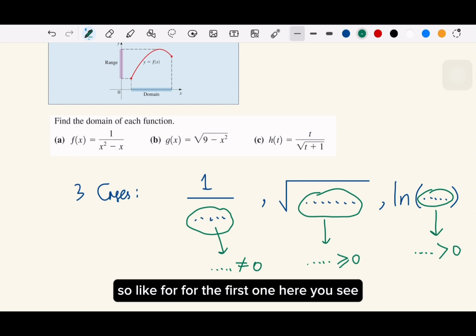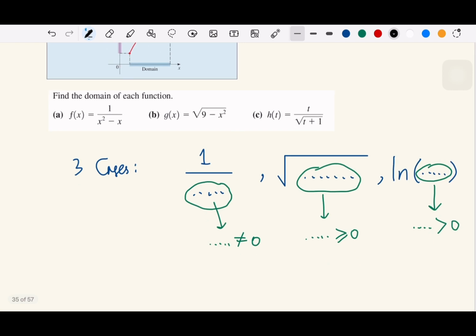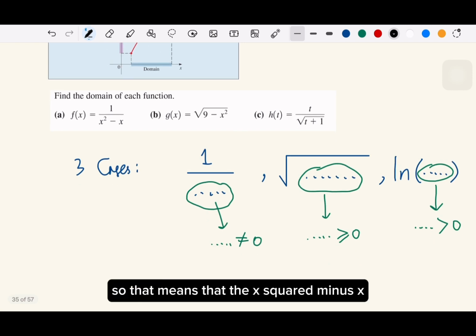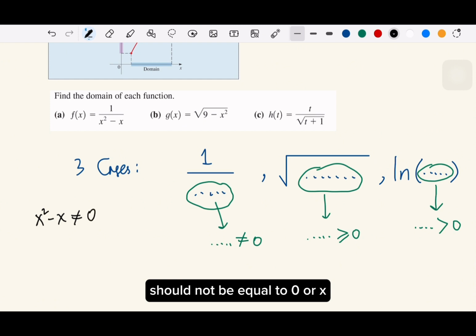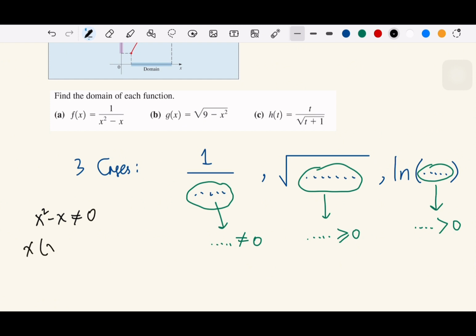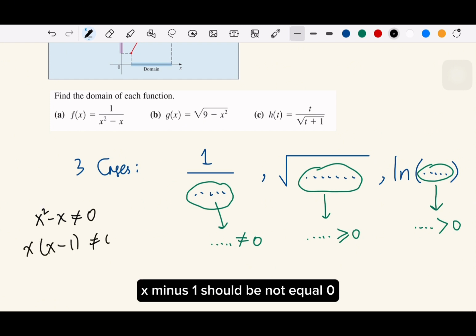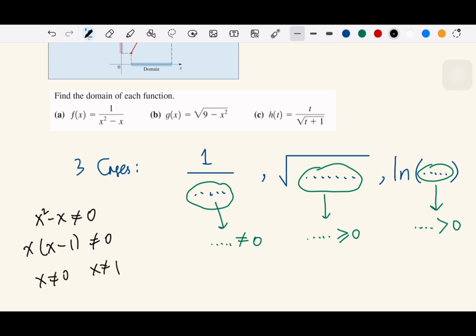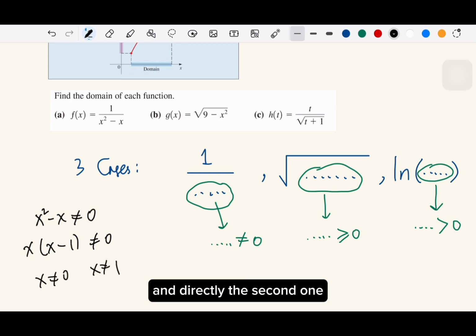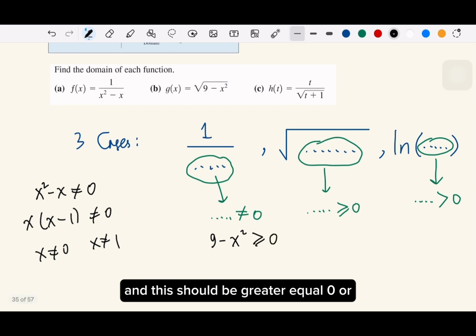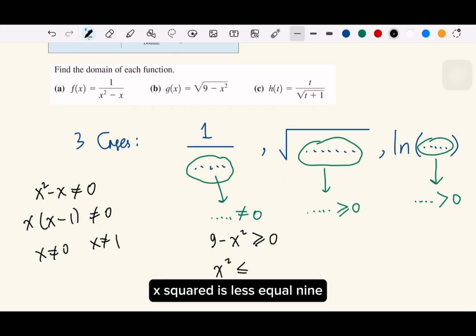So like for the first one here, you see 1 over x squared minus x. That means that x squared minus x should not be equal to 0, or x times x minus 1 should not equal 0. So x is not 0 and x is not equal to 1. Okay. And directly the second one, you get 9 minus x squared, and this should be greater than or equal to 0, or x squared is less than or equal to 9.